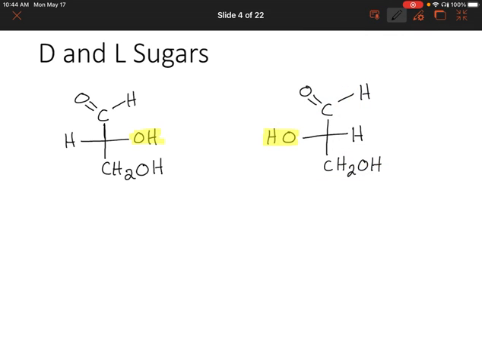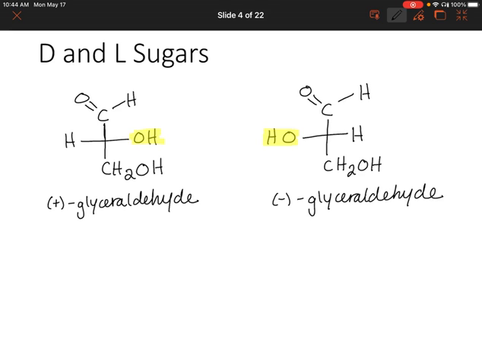So the glyceraldehyde molecule on the left, we can label as plus glyceraldehyde. The one on the right we can call minus glyceraldehyde. So remember way back when we talked about enantiomers, we said that enantiomers can rotate plane polarized light in opposite directions, either positive or negative. So these 2 molecules we just drew are enantiomers.